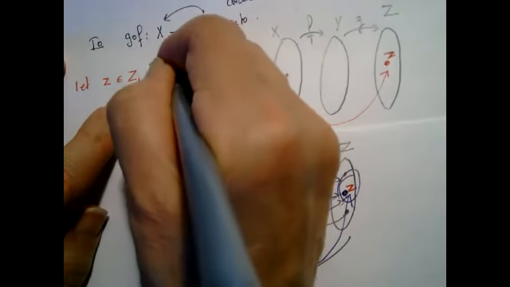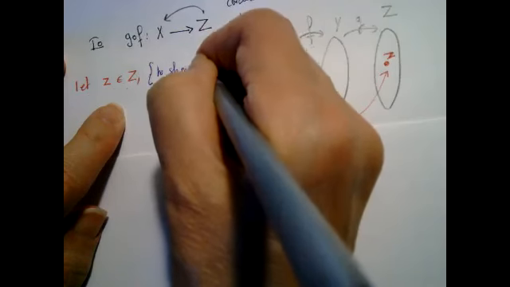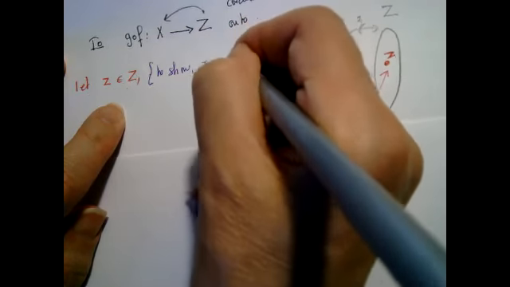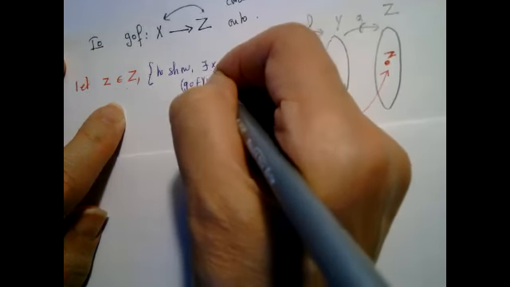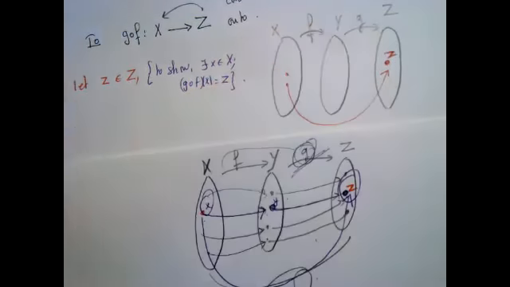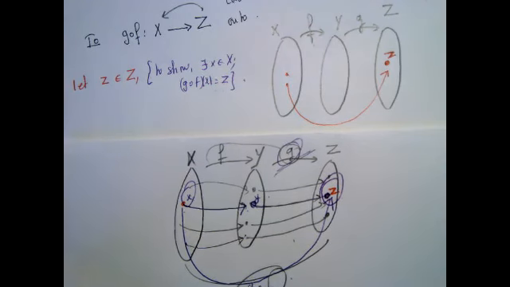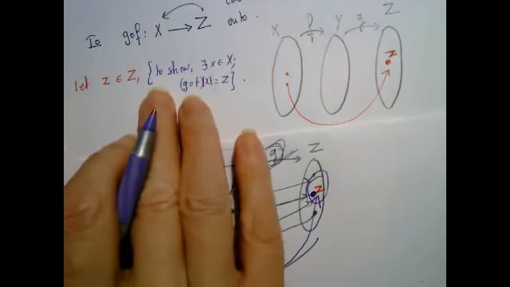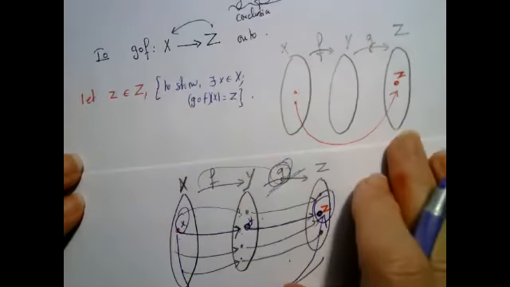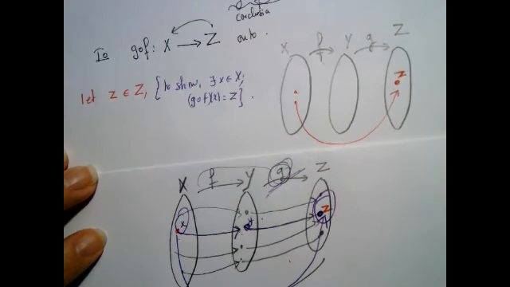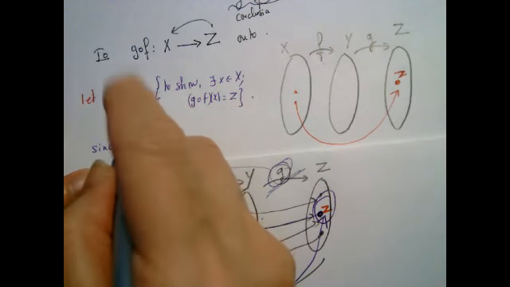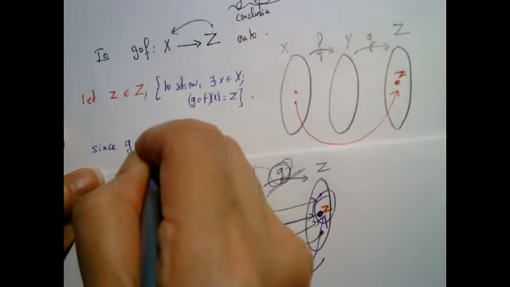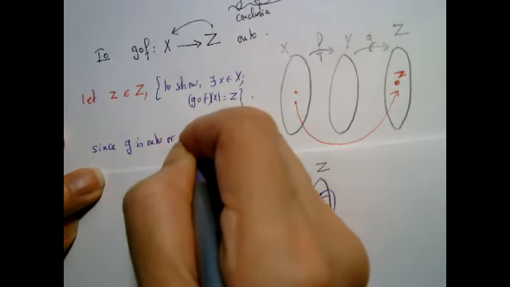Okay, I'm going to write this in purple. For all Z in Z, we have to show, I write verbatim what you told me, there exists an X in X such that G composed with F of X is equal to Z. So I said, let Z be in Z, and then we know that G is surjective, onto.